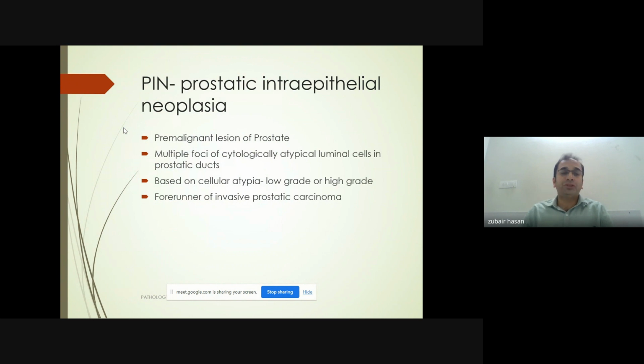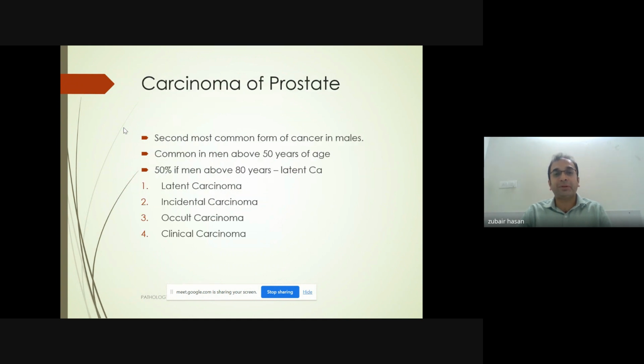Other conditions of the prostate, you have the prostatic intraepithelial neoplasia. That is a pre-malignant condition. And you have cytologically atypical luminal cells in the prostatic duct. You can have low-grade PIN as well as high-grade PIN. Right? They are important, especially in core biopsies. They can indicate malignancy elsewhere.